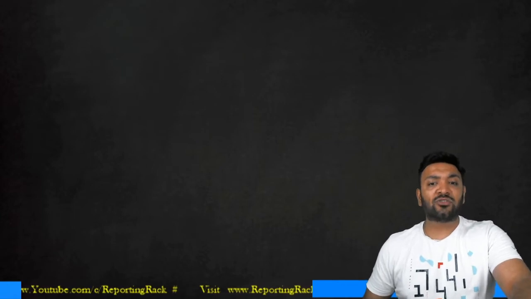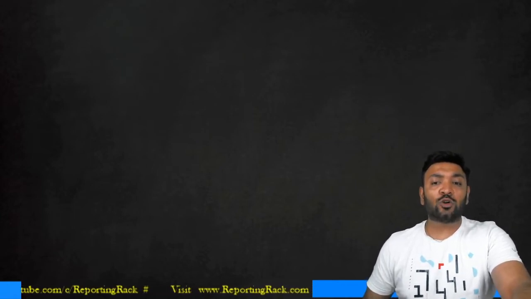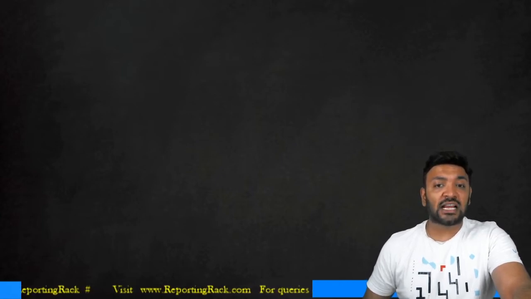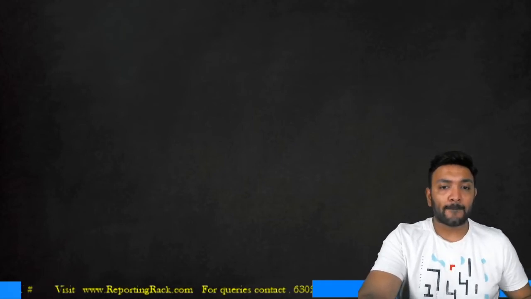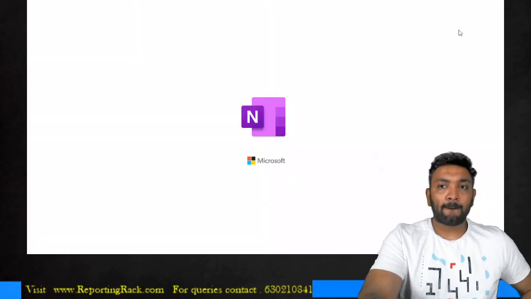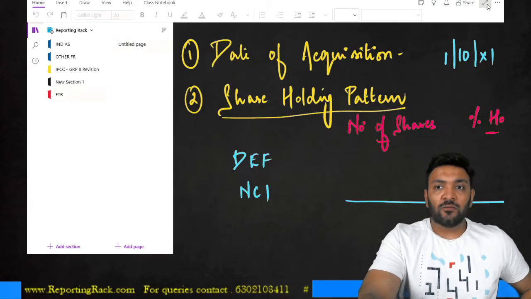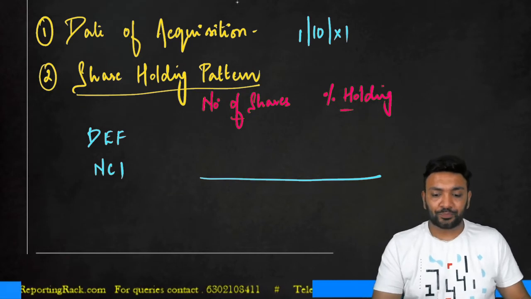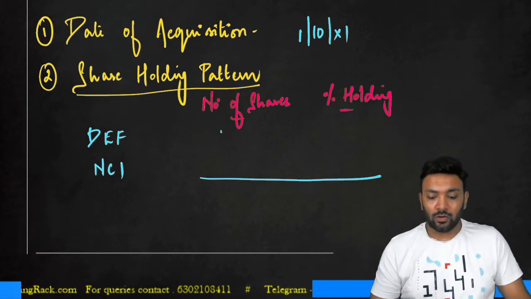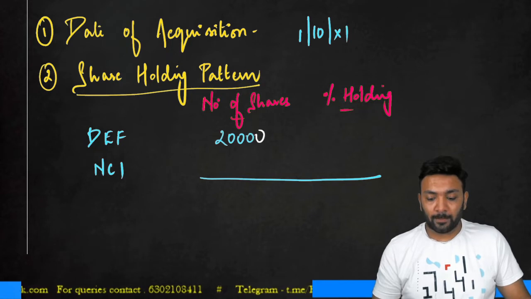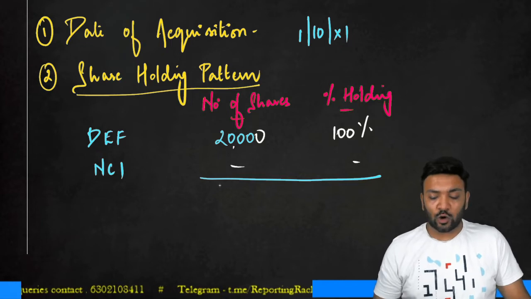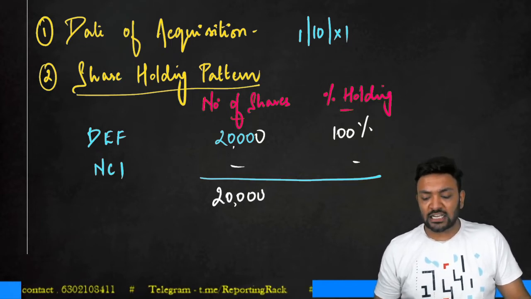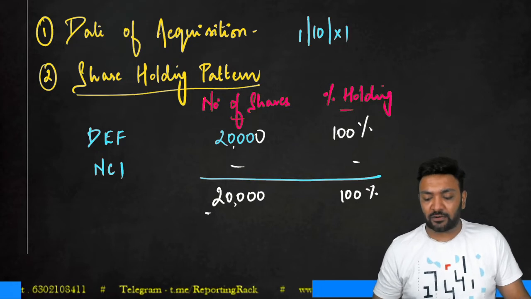XYZ says the number of shares are 100 rupees each and the total share capital is 20 lakhs. So 20 lakhs of 100 rupees each, that means the total number of shares are 20,000. This is 100%. There is no non-controlling interest. Total shares are 20,000 and 100% pattern.